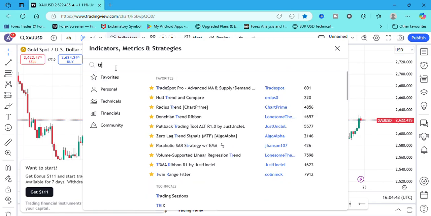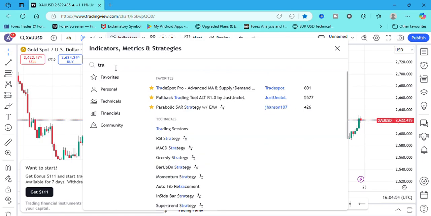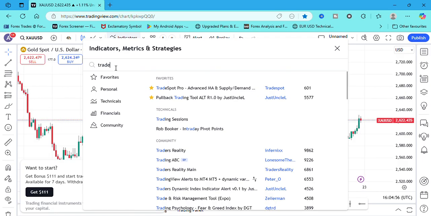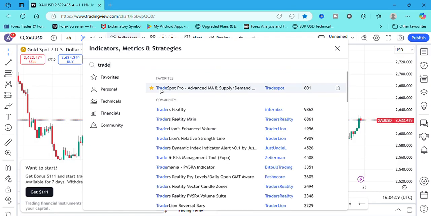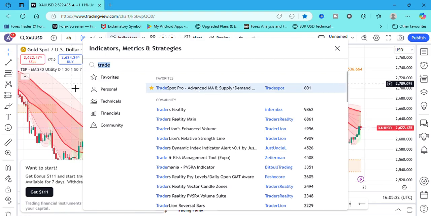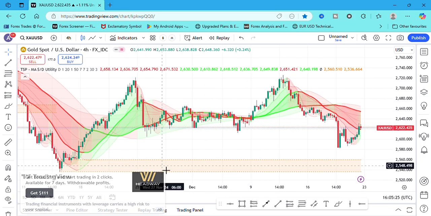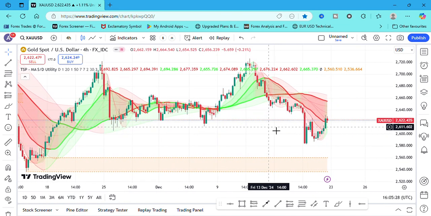T R A D. TED Sport Pro Advanced, TED Sport Pro Advanced MA, and supply demand is TED Sport. Just I click it here, then moving average coming, I coming out from there. You can see that moving average simple, you plot.